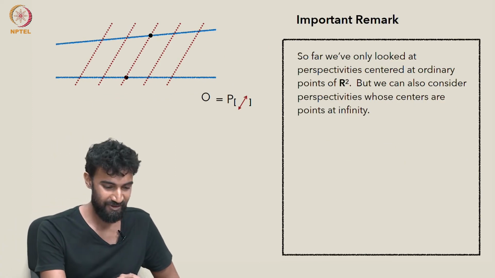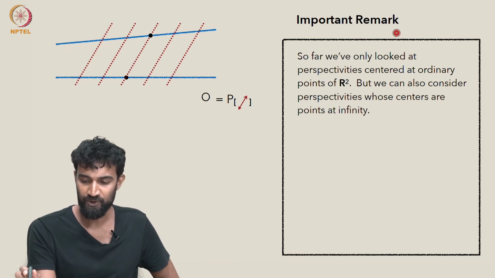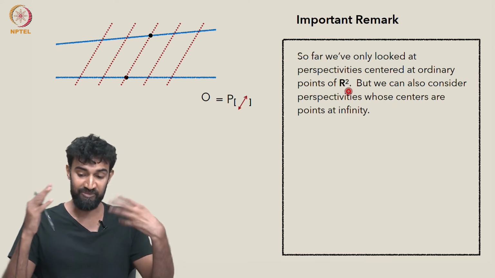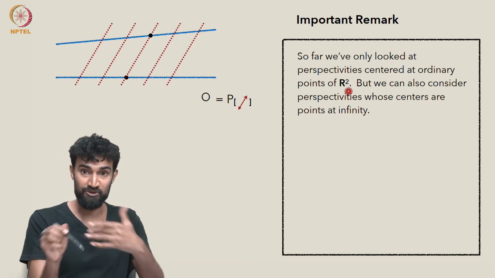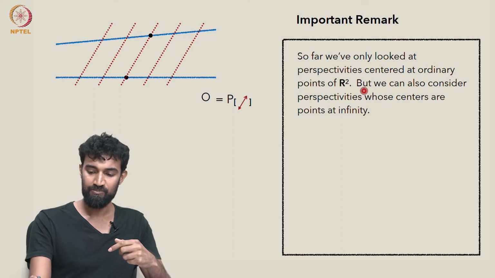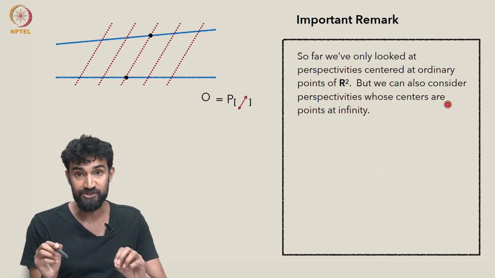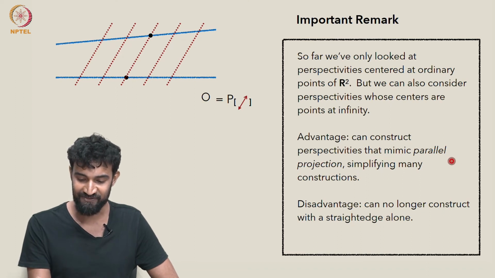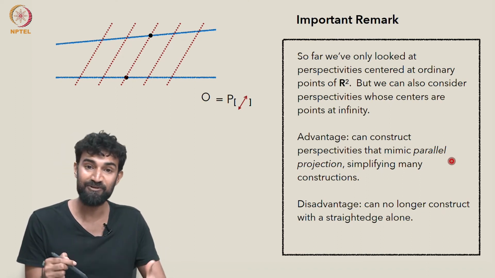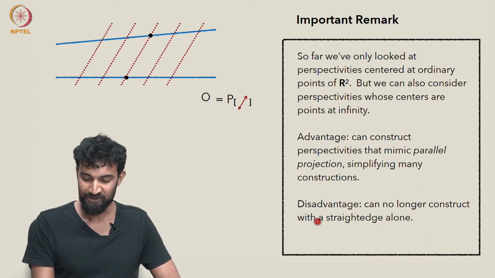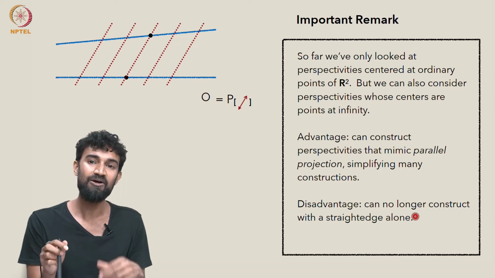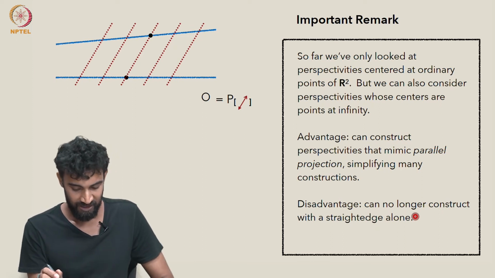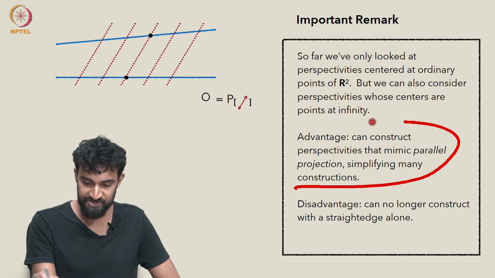So I want to make one last remark. So far, we've only looked at perspectivities centered at ordinary points of R2. But R2 is sitting inside of P2, and we have referred to those points at infinity lying outside of R2. But we can actually do more. We can actually consider perspectivities whose centers are points at infinity. The advantage of this is that we can construct perspectivities that mimic parallel projection, and that can simplify a lot of these constructions. Of course, we won't be able to do these constructions physically with a straight edge alone. We'll need to use a ruler, or a measuring device like a compass, something that'll let us draw parallel lines. But that's okay. If we're willing to do that, it does make some constructions easier.